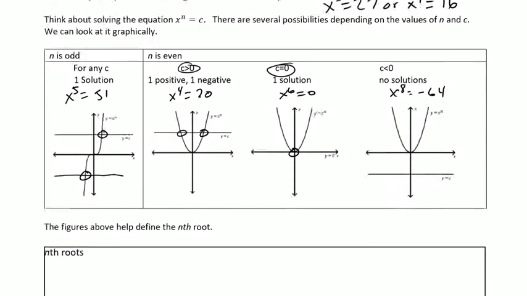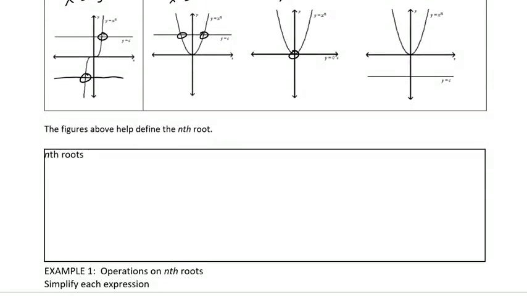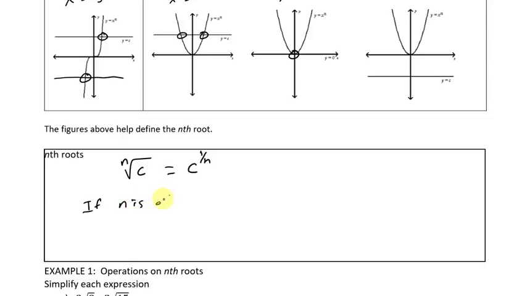The reason we talk about that is because it's going to help us define what an nth root is. And so if we have the nth root of c, another way to write that is c to the 1 over n power. They mean the same thing. Okay? If n is odd, then the nth root of c equals the solution to x to the n equals c.